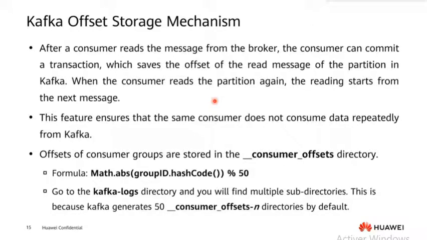Okay, so maybe now you can find that the offset mechanism is essential for Kafka, right? And that is why the offset needs to be stored into hard disks for persistence. Here, we can use the following formula for calculation, and this can be done automatically by Kafka. By default, Kafka generates 50 subdirectories for storing offsets under the Kafka logs directory.